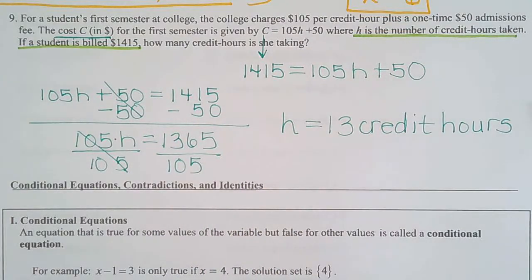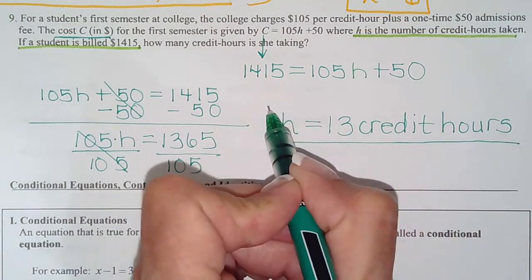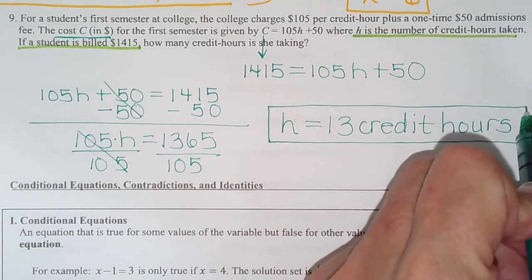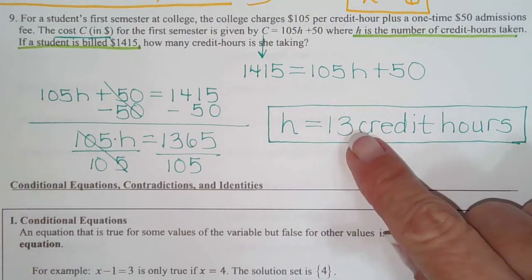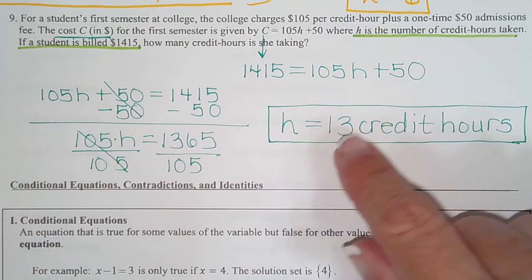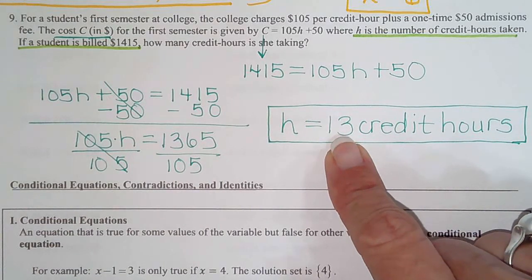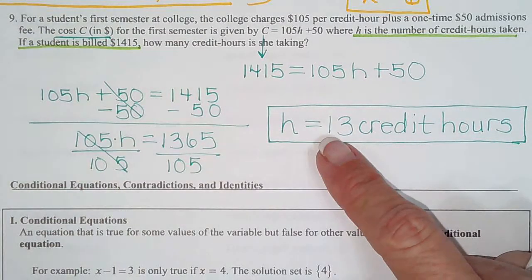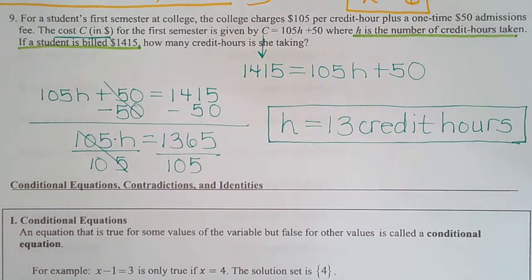Anytime you have a word problem in this class and the next class, in any math class you take, your last step is always to put a units label on it to show whoever looks at this that you understand what it is you found. So you see your H, you look up here. So this person, what's her name? Susie? Oh, just a student. So if the student is paying $1,415, that means they're taking 13 credit hours that semester.